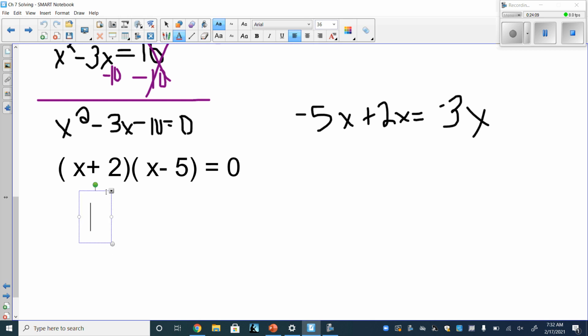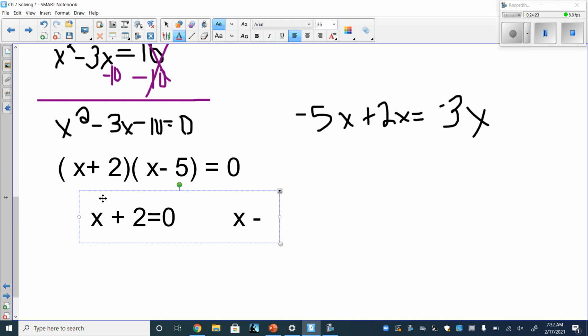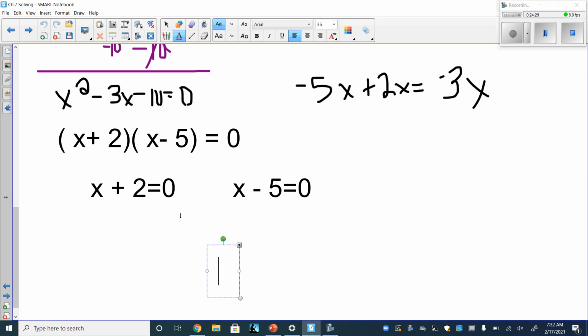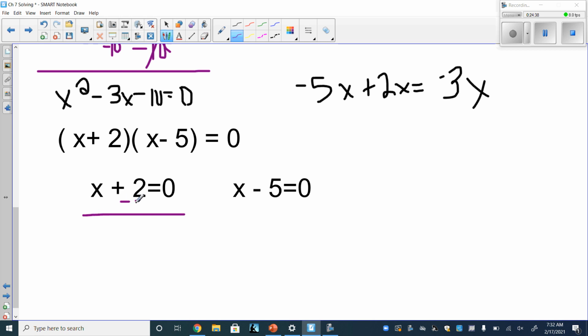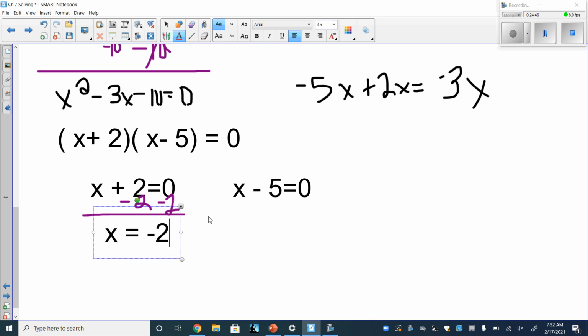And lastly, in solving, because I have two things multiplied together equals 0, it means one of them has to be 0. So either x plus 2 is equal to 0, or x minus 5 is equal to 0. One of these has to be equal to 0. So we set them both equal to 0, and we will solve. So for the first one here, we would subtract 2 from both sides. And when we subtract 2 from both sides, we get x is equal to negative 2. So that'd be one of our solutions.